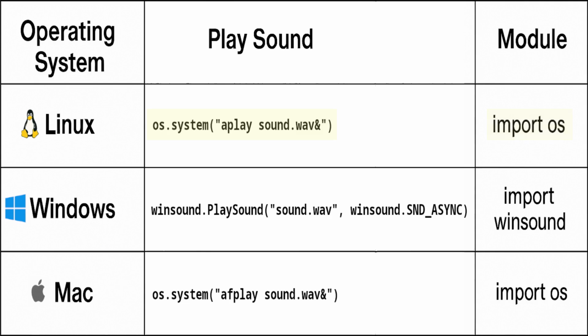If you're on Windows, you can use the winsound module. To play a sound file on Windows, you don't need to use the OS module. Instead, Python comes with a built-in module called winsound. To use it, we first write import winsound, all one word, no spaces. Then, to play a file like death.wav, we type winsound.PlaySound, open parentheses, then in quotes, death.wav, comma, winsound.SND_ASYNC, and close the parentheses. That tells Python to play the sound in the background, just like aplay on Linux, so your game doesn't freeze.